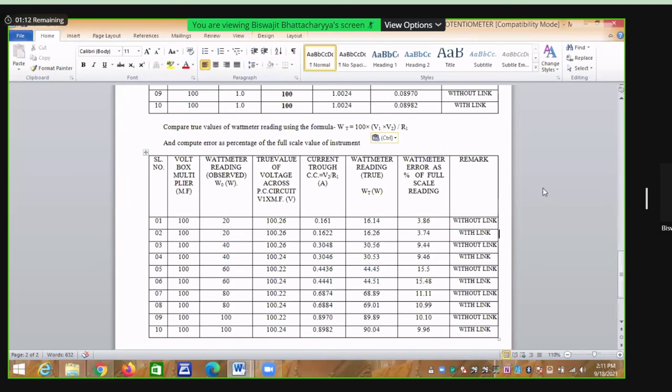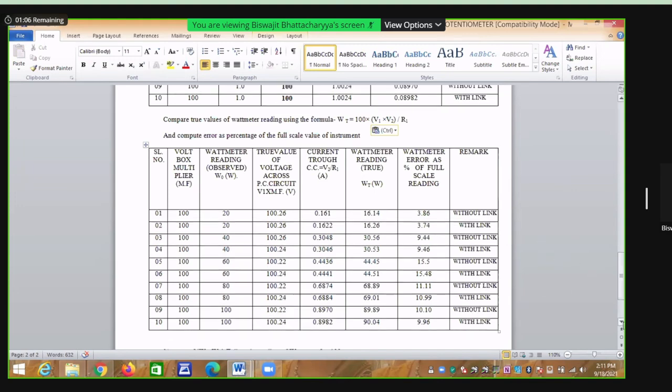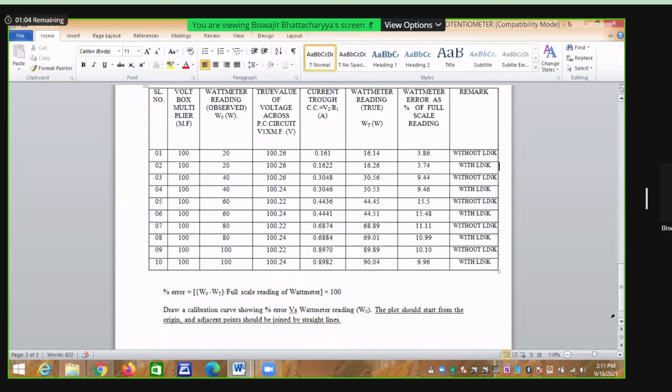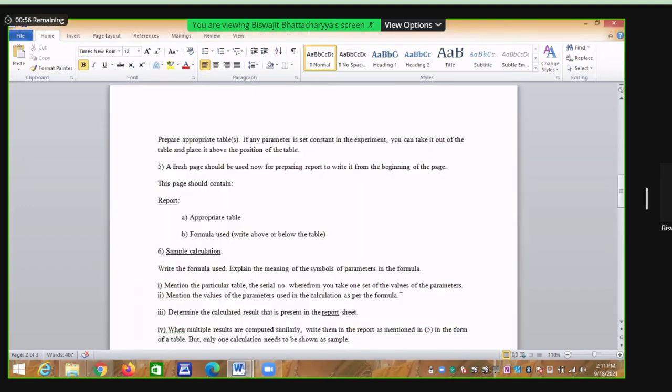You can write it on top or below the table, no problem. Okay, but it should come under experimental report. And percentage error, that formula also you should write at the bottom of the table. Then it is coming in the experimental report. After that, the formula used also I told you.